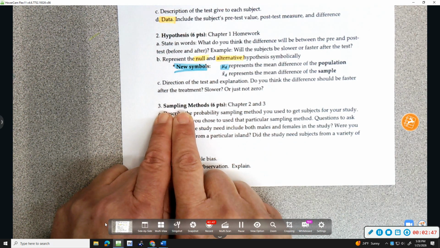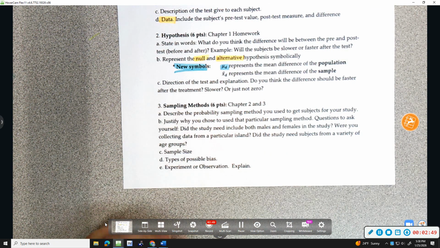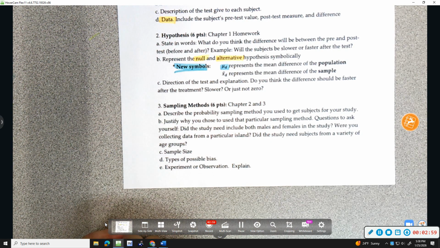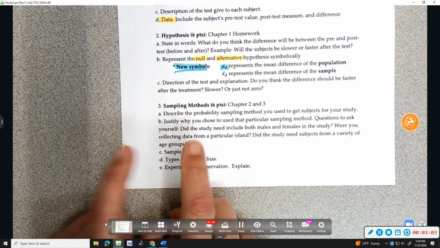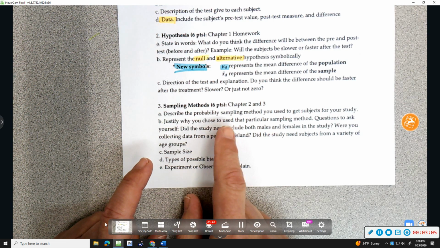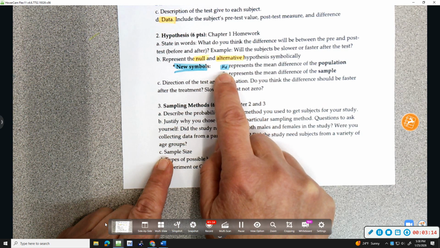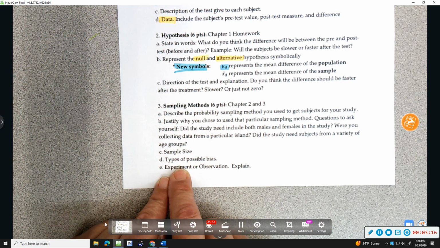The third section of the homework is for the sampling methods. This is what we did in Chapter 2 when we gathered our 40. We did a simple random sample. So you just describe the method that you did and how you used randomization to get those 40 people. All of ours will be the same because that's the directions I gave you. The sample size, be sure to use symbols. Just like you had to use mu up here, there's a symbol for sample size.